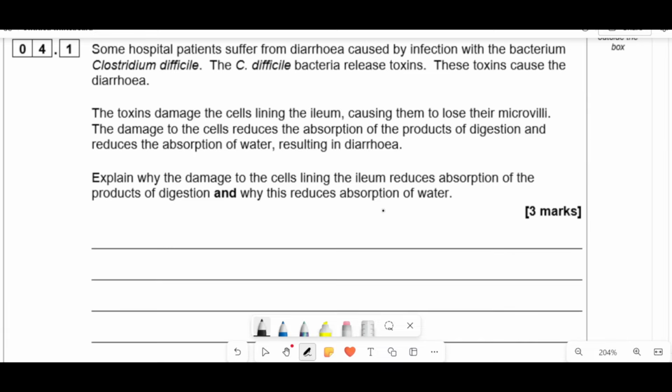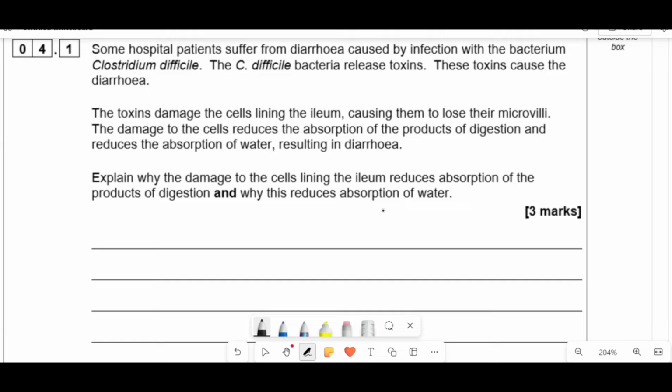Some hospital patients suffer from diarrhea caused by an infection with the bacterium Clostridium difficile. The C. difficile bacteria releases toxins. These toxins cause diarrhea. The toxins damage the cells lining the ileum, causing them to lose their microvilli, and the damage to the cells reduces the absorption of the products of digestion and reduces the absorption of water, resulting in diarrhea. Explain why the damage to the cells in the lining of the ileum reduces absorption of the products of digestion and why this reduces the absorption of water.